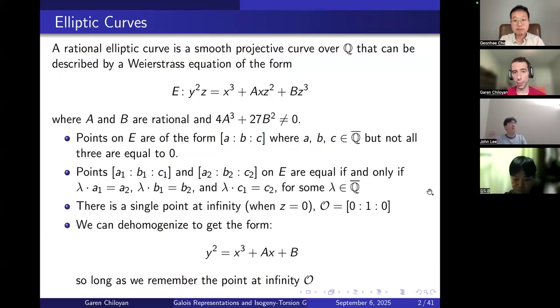All right. Well, that's nice. Before we proceed, we have a nice question from the chat. Yeah, go ahead. It says, since you're defining the curve over Q, isn't it true that a, b, c should be in Q rather than Q bar?